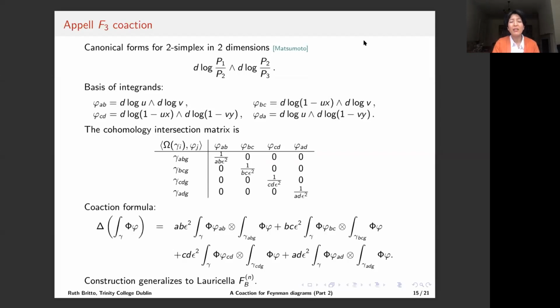Now, for each of those triangles, you can construct canonical forms, given by this expression. And again, we choose a basis of d-log forms, which are not precisely these canonical forms, but a different basis, so that we sort of minimize the overlapping singularities and come directly to a nice diagonal form for the intersection matrix. And I emphasize that this is nice, but this is optional. There's nothing wrong with just picking whatever forms you happen to have, filling up the whole matrix and inverting it. But in this case, where we have a diagonal matrix, we can invert it easily and get a coaction with 4 terms, which we've checked.